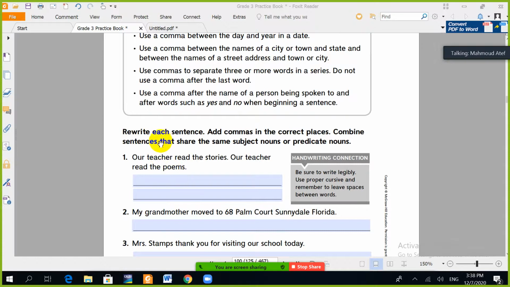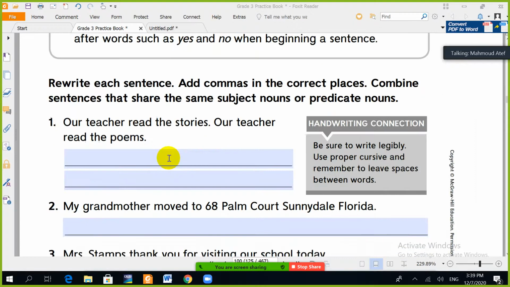Here, rewrite each sentence. Add commas in the correct places. Combine sentences that share the same subjects, nouns, or predicates. Number one: our teacher read the stories. Again, our teacher read the poems.